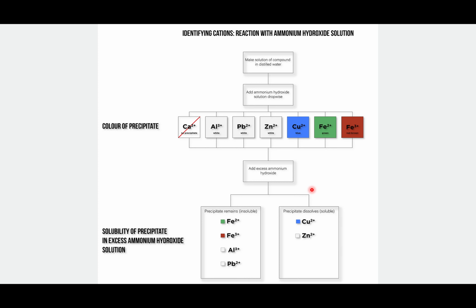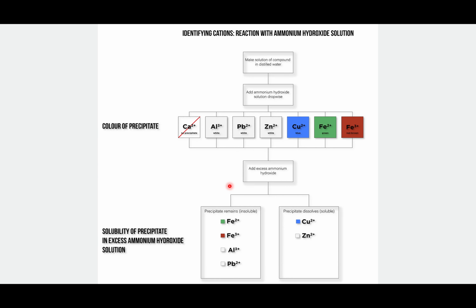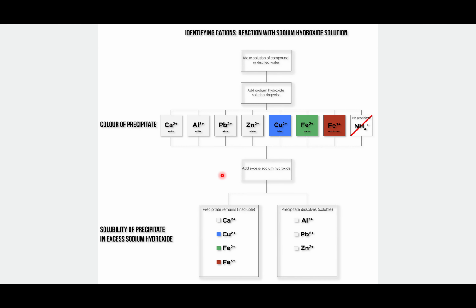Aluminum and calcium. Okay, so for calcium specifically, calcium will form a precipitate whether it's in a small amount of sodium hydroxide or excess sodium hydroxide, but there will be no reactions that we can see with the ammonium hydroxide. With sodium hydroxide, it would react to form an insoluble precipitate. So that is what's happening there.